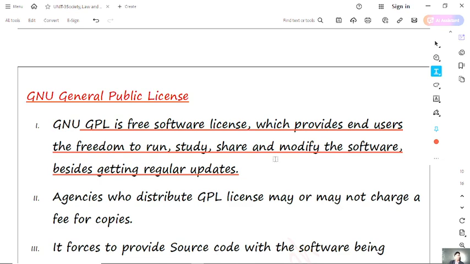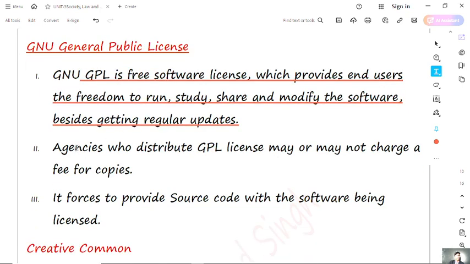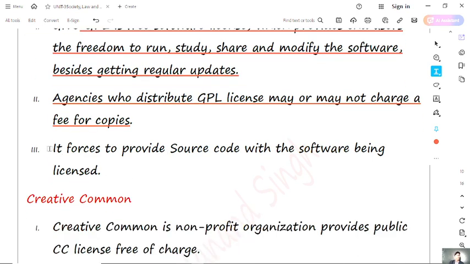That is the GPL. Now the next is that an agency which distributes under the GPL license may or may not charge a fee for copies. It does not charge any fee. This is up to the original creator. It may not license you, and it may not cost you. You are free to use that one. Now it requires providing some source code with the software being licensed. Source code simply means the basic code. You can use that code for being licensed.